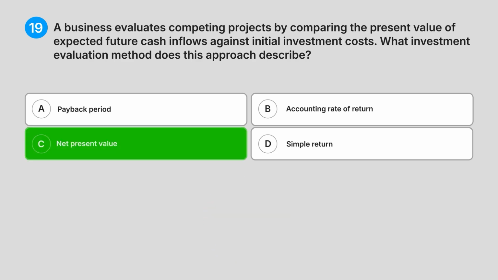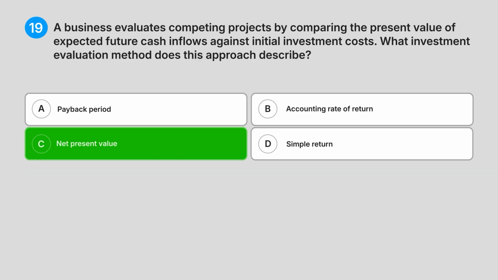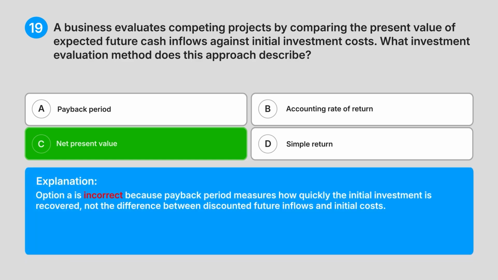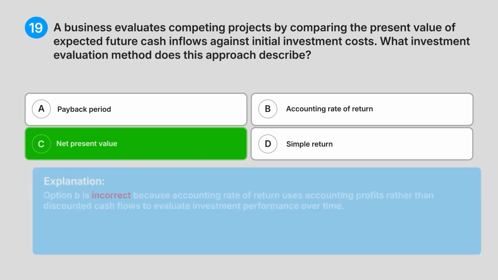Correct answer, C. Net present value. Explanation. Option C is correct because net present value calculates the difference between discounted future cash inflows and initial costs, providing a clear profitability measure that accounts for time value. Option A is incorrect because payback period measures how quickly the initial investment is recovered, not the difference between discounted future inflows and initial costs. Option B is incorrect because accounting rate of return uses accounting profits rather than discounted cash flows to evaluate investment performance over time.